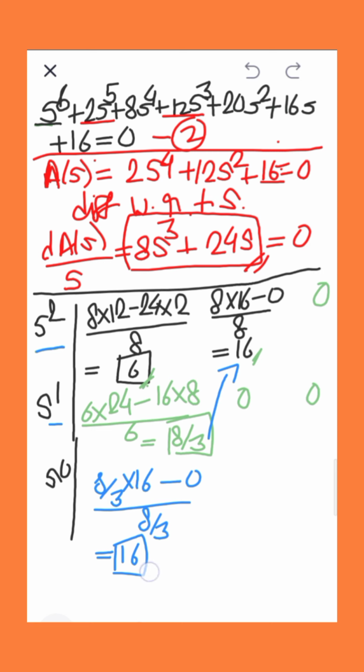And one more method to check whether the Routh's array is correct or not. Always the s to the power 0 term will be the last term, the constant term of your characteristic equation. See, this 16 and this 16, it should be the same. Okay, so here we're done with the Routh's array.